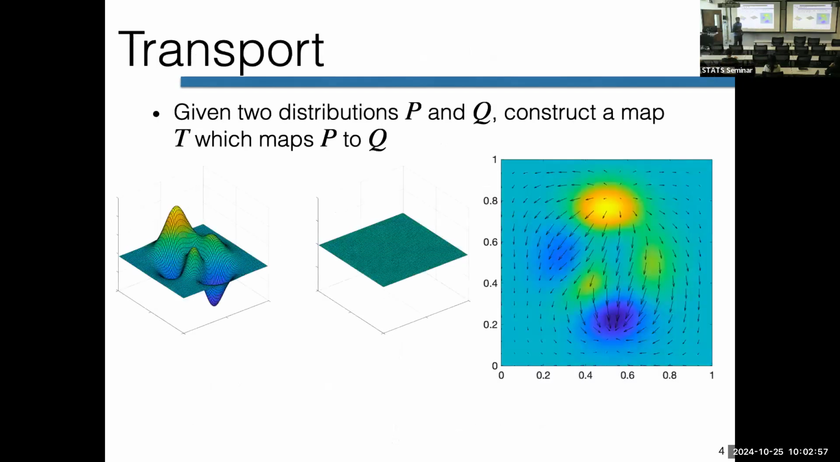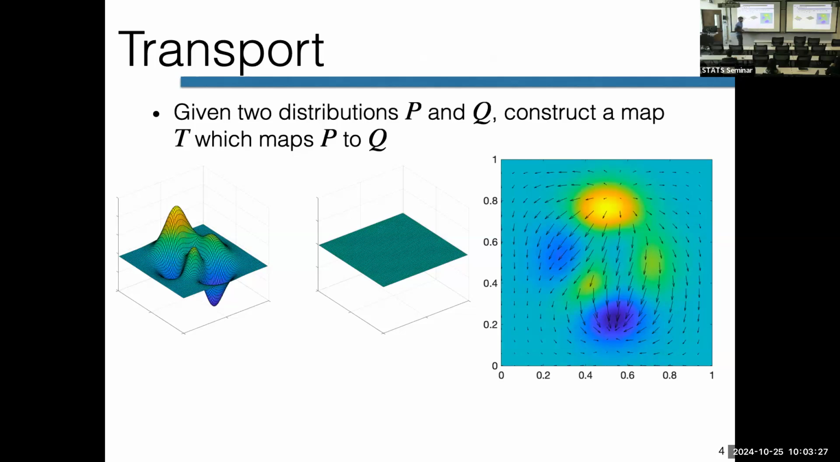All right, so let's get going. First let me tell you what the problem of transport is. Here's the setting. I'm going to hand to you two distributions P and Q. The task I'm going to give you is to construct a map which maps the distribution P to the distribution Q. The picture you should have in mind is that I describe to you these two distributions. Maybe the distribution P is some bumpy distribution, the distribution Q is uniform. And what I would like you to do is construct the map on the right.